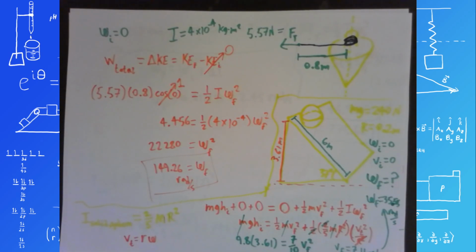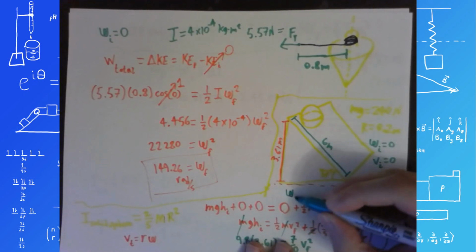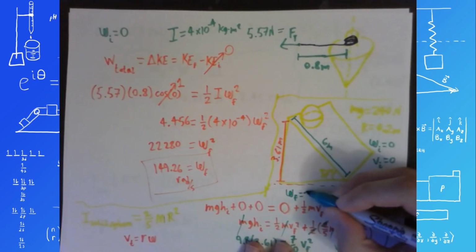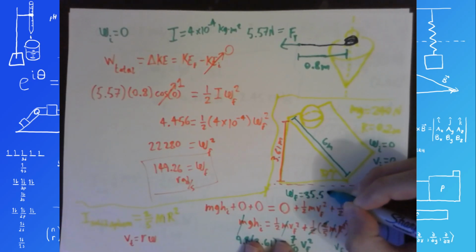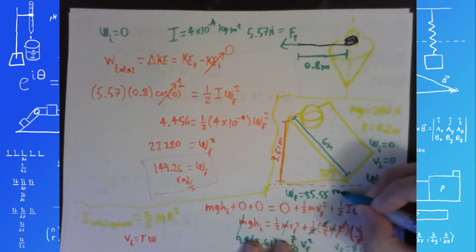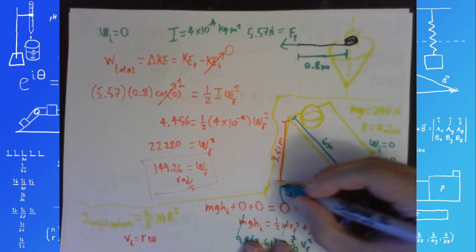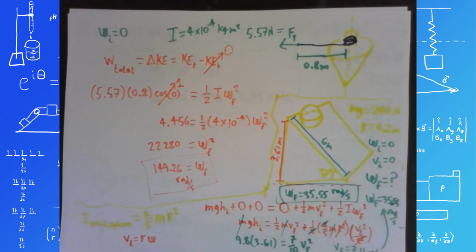Okay, that definitely isn't the easiest to read. Let me actually rewrite it over here. Omega final equals 35.55 radians per second. Yeah, there you go. That's a lot more visible. And there we go. I didn't have to needlessly use an extra sheet of paper for that one.